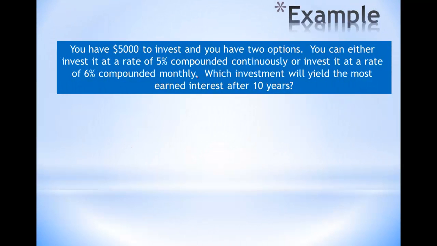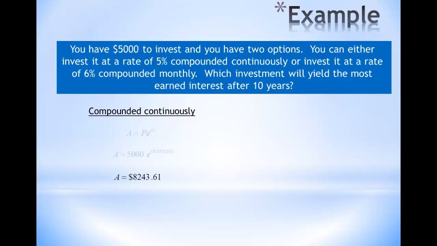I have $5,000 to invest, and you have two options. You can either invest it at 5% compounded continuously, or invest it at 6% compounded monthly. Which investment will yield the most interest after 10 years? Well, let's look at each one individually. If I want to compound continuously, here is my equation. A is the amount, the initial investment P is 5,000, and R is equal to 0.05 here, and I want to know after 10 years. Okay, so here's my situation if I compound continuously. If I do that, after 10 years, I will have $8,243.